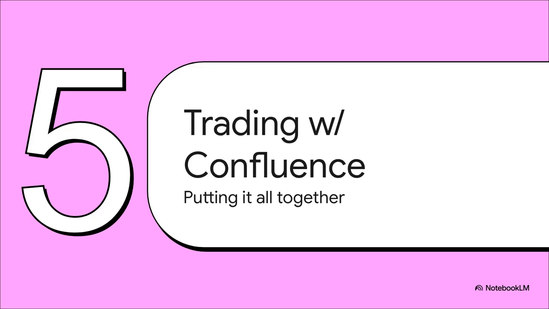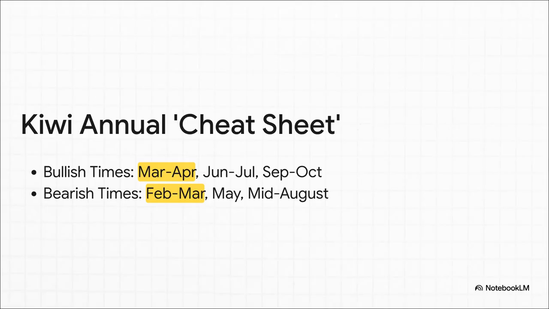Well, that brings us to our last section, trading with confluence. This is where we tie it all together. Right, let's make this simple. Here's your annual cheat sheet for the Kiwi. Get your pens out. The bullish times we're looking for are generally March, April, June, July, and September, October. The bearish times, where we expect price to drop, are February, March, May, and around mid-August. This is your bird's eye view for the whole year.